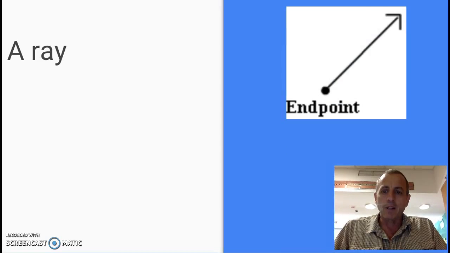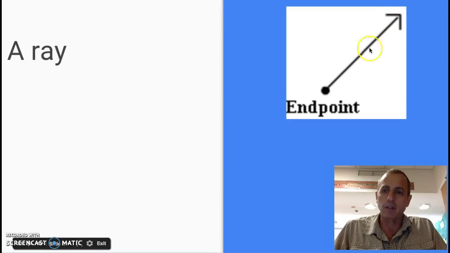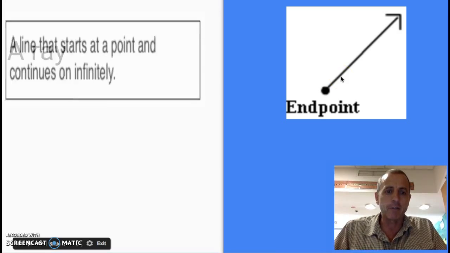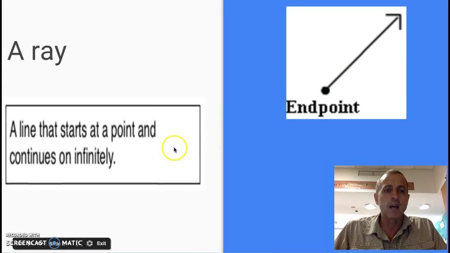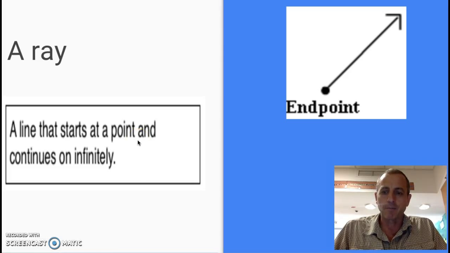Well, a ray starts at an endpoint and goes on infinitely forever and ever in this arrow here. It will travel out in that direction forever and ever. So a definition for a ray is a line that starts at a point and continues on indefinitely.